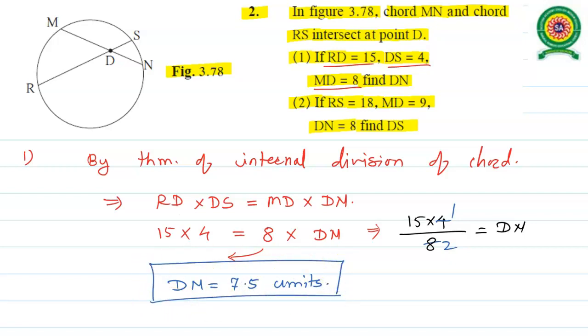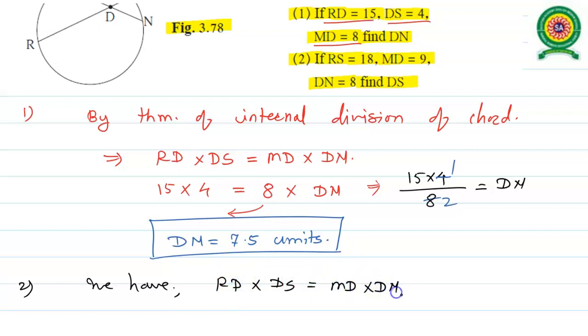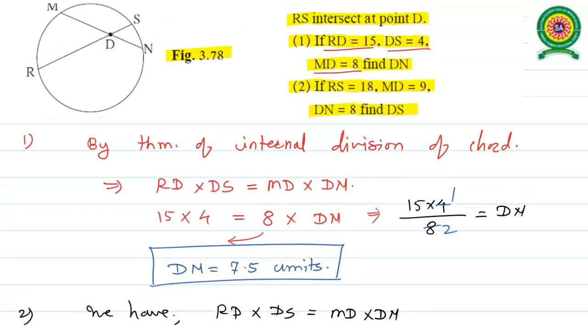Now look at the second sub question. We are using the same theorem. As per the theorem of internal division of chords, RD into DS equals MD into DN. Now we have been given the RS value. Look at the RS.